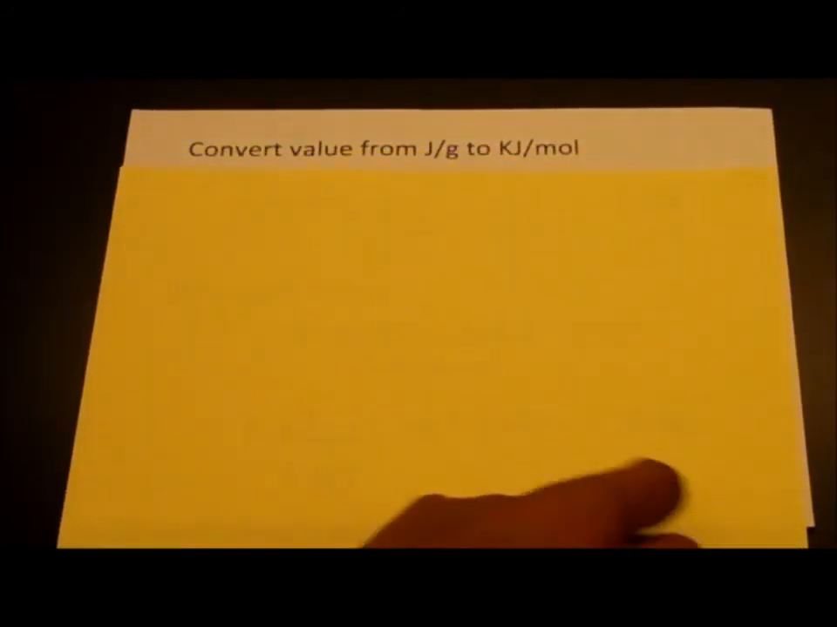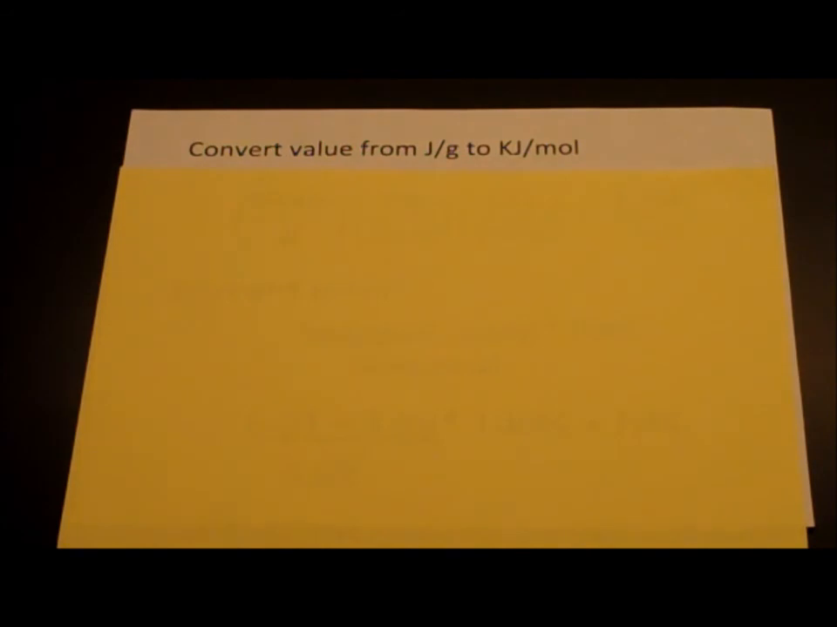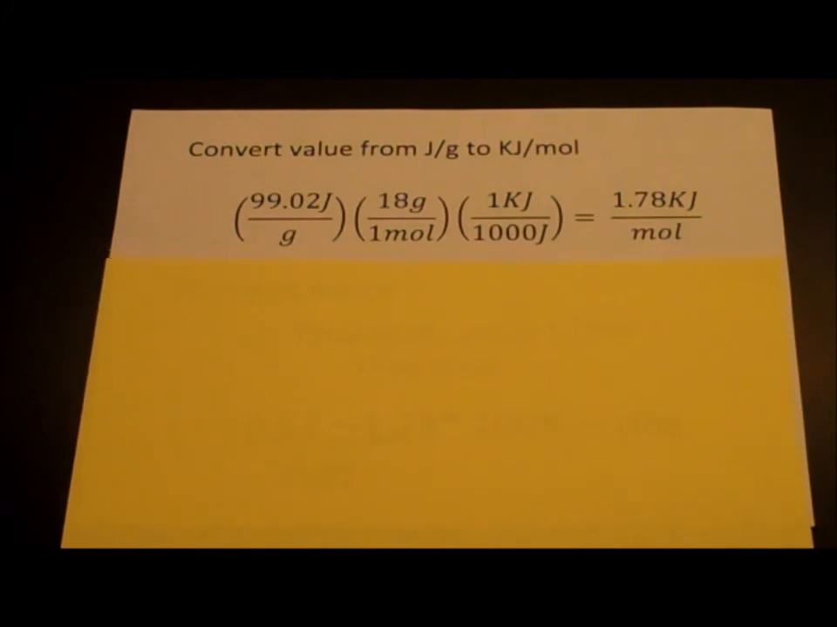Conversions. To convert the value from joules per gram to kilojoules per mole: our given answer was in joules per gram, which was 99.02 joules per gram. There are 18 grams in every mole, and there's 1 kilojoule per 1,000 joules. So first we have to multiply 99.02 by 18 and then divide by 1,000 to give us a value of 1.78 kilojoules per mole.